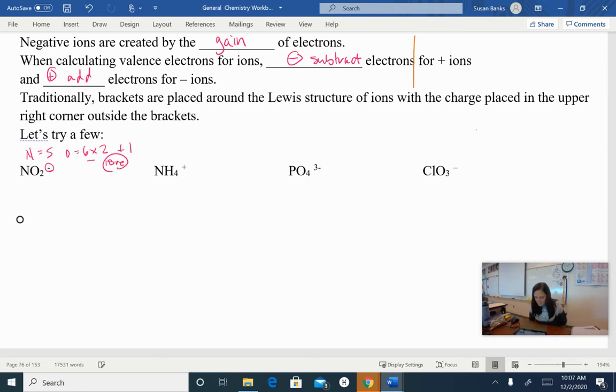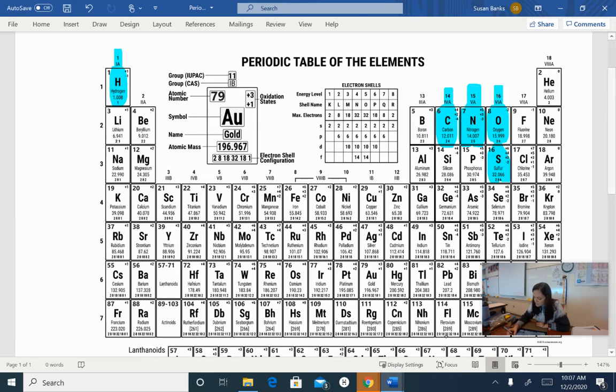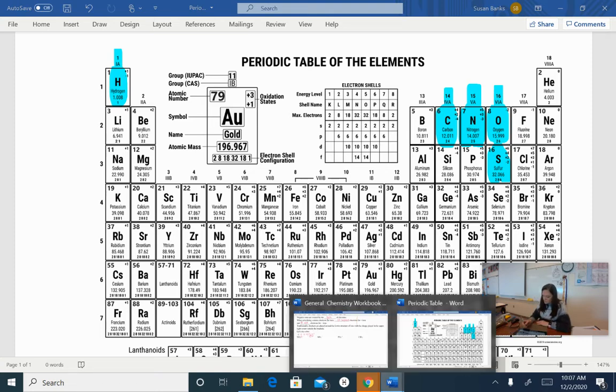Now the next thing I need to decide is what's going to be the middle. So if I look at nitrogen and oxygen, nitrogen is not as close as oxygen is to fluorine. So nitrogen we're going to put in the middle.